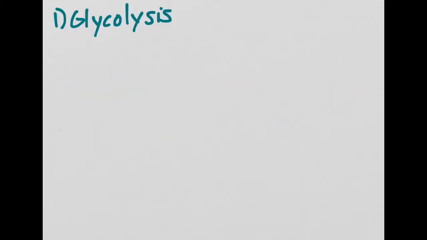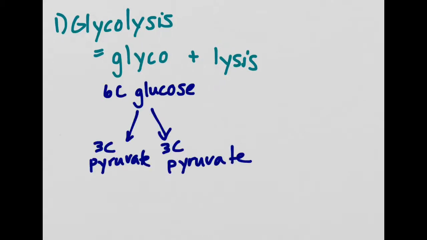So first step is going to be glycolysis. You can think of breaking apart that word glycolysis into glyco and lysis, which means that we're going to split a 6-carbon glucose into 2 pyruvates, and each of those will have 3 carbons. Keep in mind that this process can occur without oxygen. It does not require oxygen.